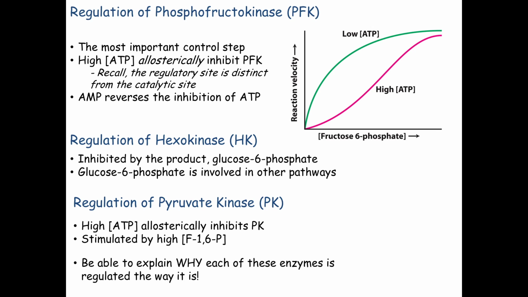We won't go into the equations for this too much. We'll do that in the lab setting instead of in the lecture. But you can tell that as the concentration of fructose 6-phosphate drops, right? So looking on the x-axis, if I start out high and go towards the origin, the rate of the reaction will drop faster in the pink curve than it does in the green.